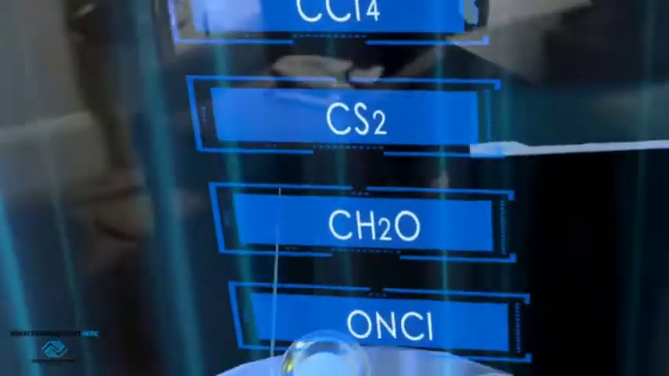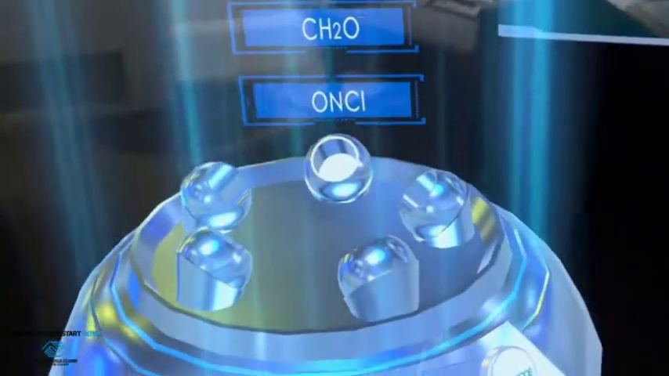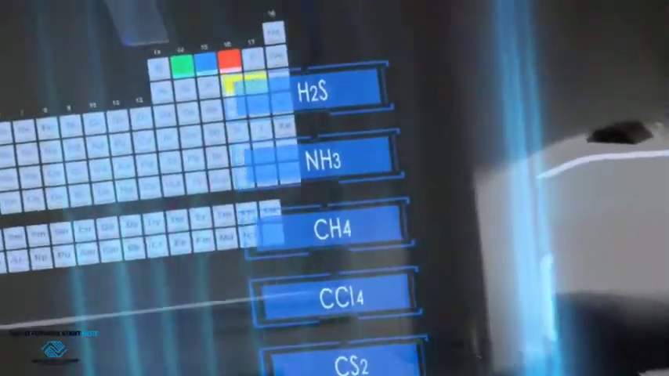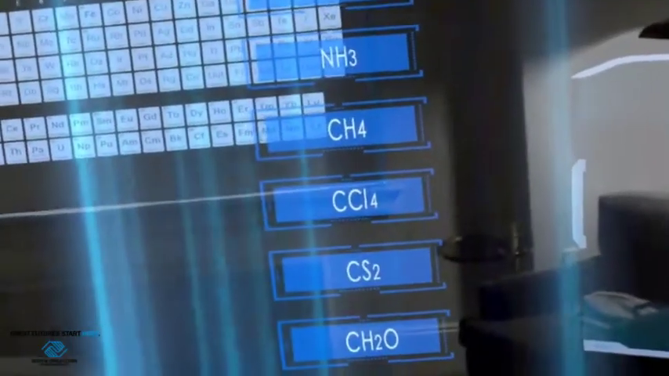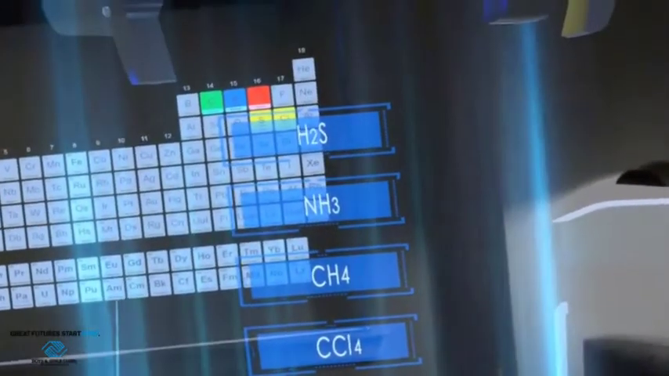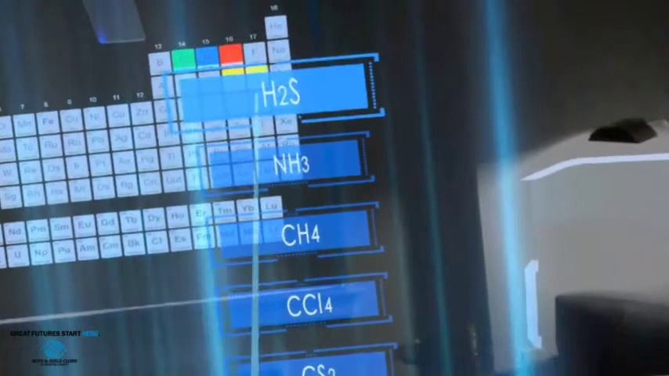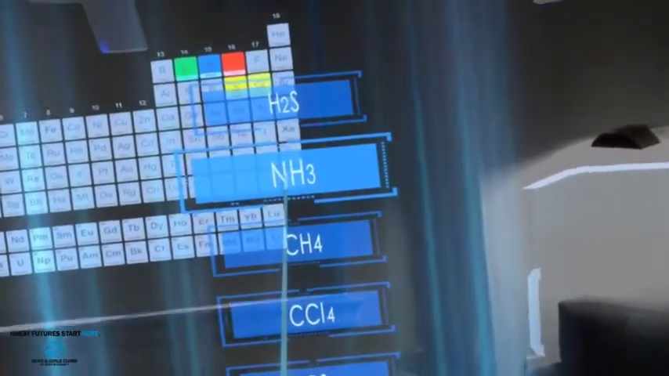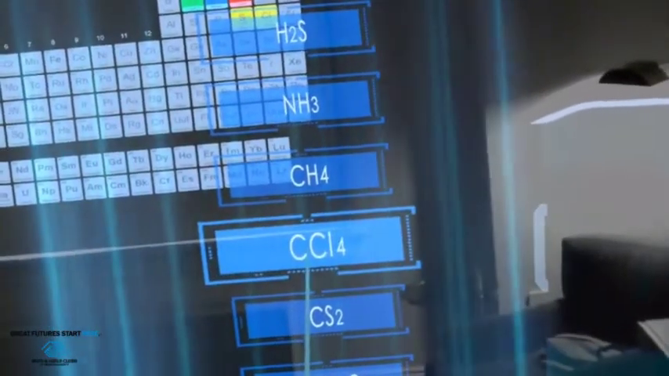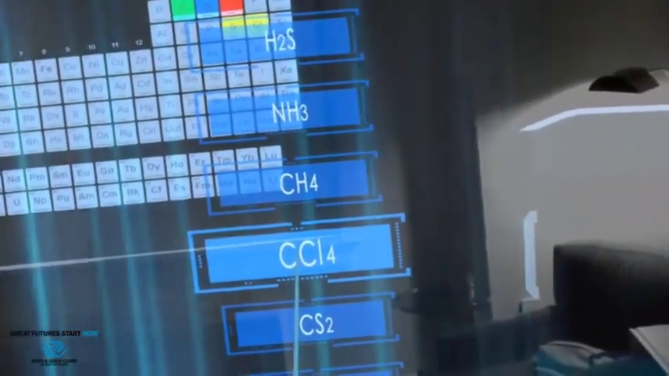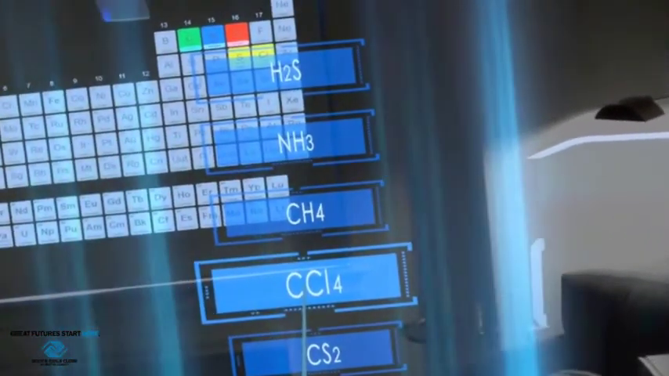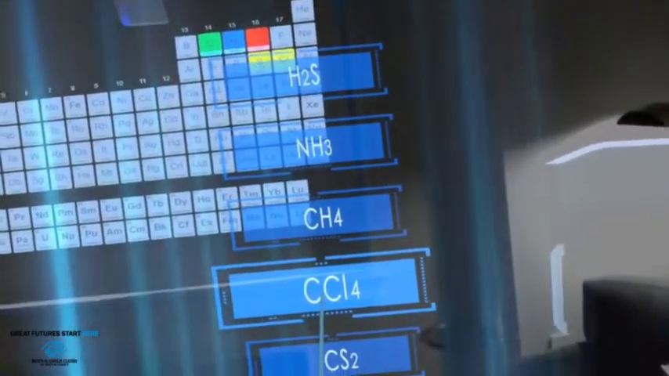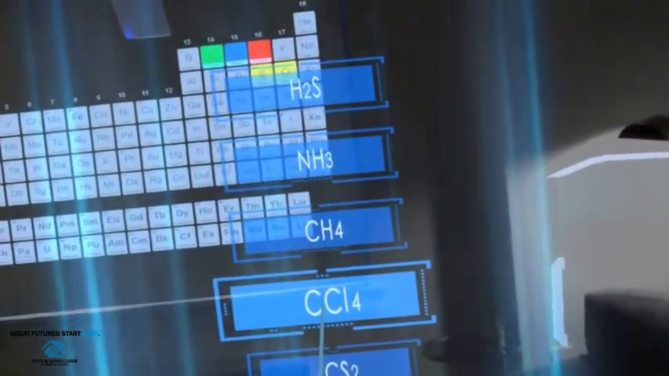To do that, we're going to take a look at our spatial learning portal here. We've got a number of different molecules that we can create together. The first one we're going to work on is H2S, hydrogen sulfide. We'll then go down to NH3, which is known as ammonia. And then we'll jump down over here to carbon tetrachloride, CCl4. These are just a few of many, many molecules that exist naturally in our physical world.